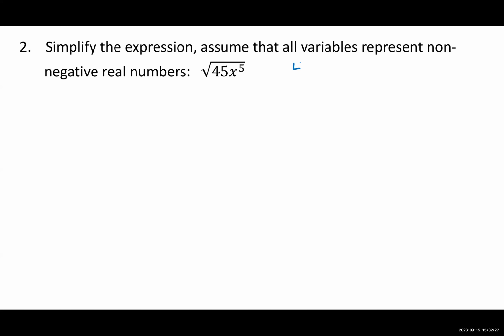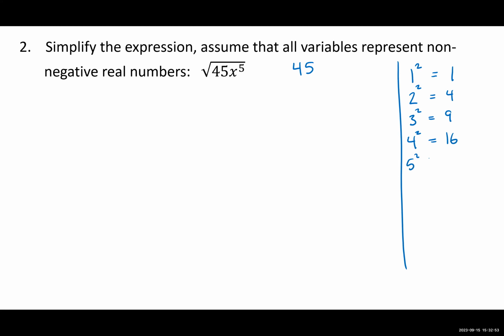So let's start with the number 45. What we're looking for when we take the square root of a number are perfect squares. So 1 squared is equal to 1. 2 squared is equal to 4. 3 squared is 9. 4 squared is 16, so on. 5 squared is 25. 6 times 6 is 36. 7 times 7 is 49, and so on. We could keep going. 8 times 8 is 64. 9 times 9 is 81, and so on.